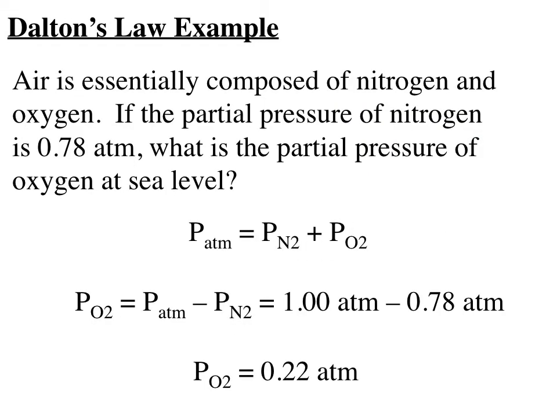Let's look at an example of Dalton's law of partial pressure. Let's look at how it applies to air. Air is essentially oxygen and nitrogen. And if the partial pressure of nitrogen in air is 0.78, what would be the partial pressure of oxygen in air at sea level? Well, we would calculate the total pressure as being the sum of the partial pressures of the two gases present. And so PO2 would be atmospheric pressure minus the partial pressure of N2. And we would find then the partial pressure of O2 to be 0.22 atmospheres, which is roughly what it is at sea level.